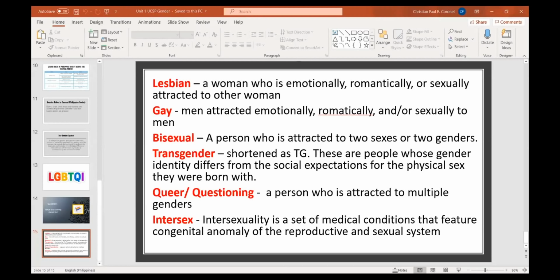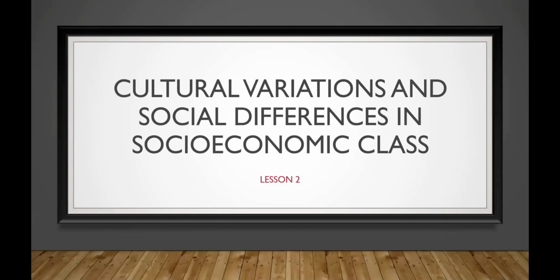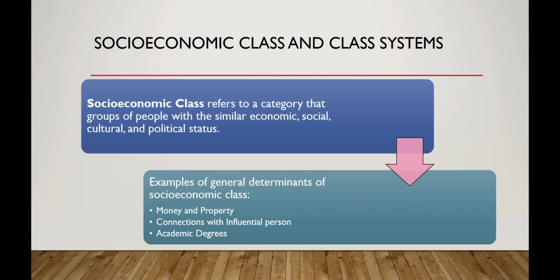So our next topic, we're talking about the cultural variation and the social differences in socioeconomic class. Now, when we say socioeconomic class, it refers to a category that groups people with similar economic, social, cultural, and political status. Now we have here some examples of the general determinants of socioeconomic class. When we say money and property, this belongs to economic. Connection with influential persons, we are talking about social. Academic degrees, we are talking about culture.